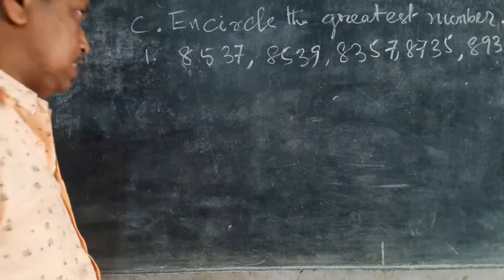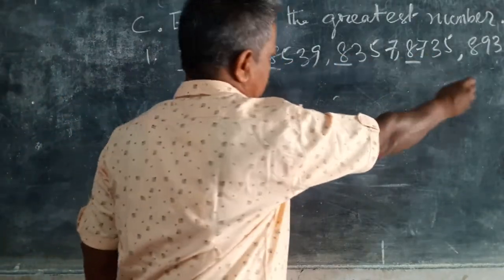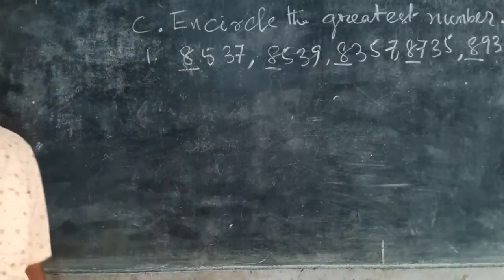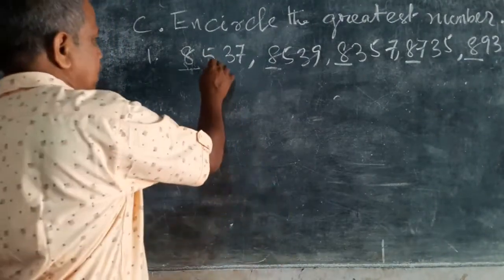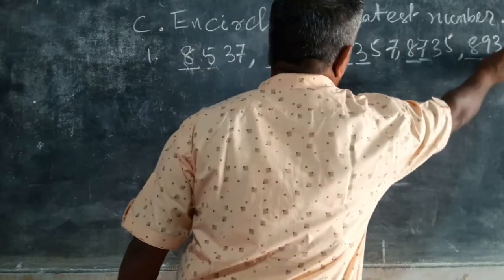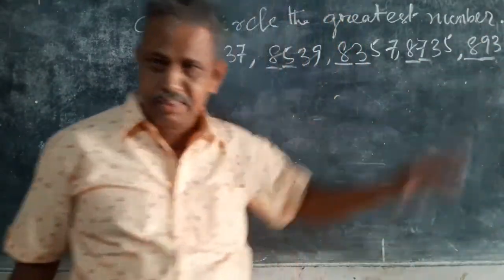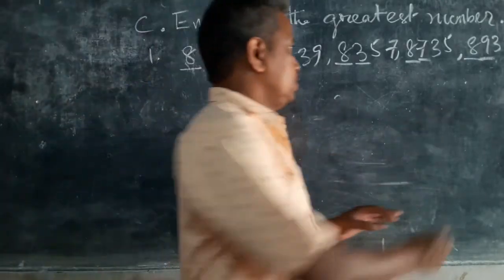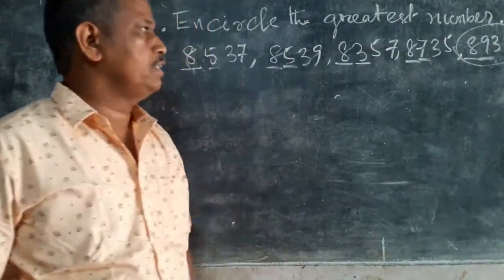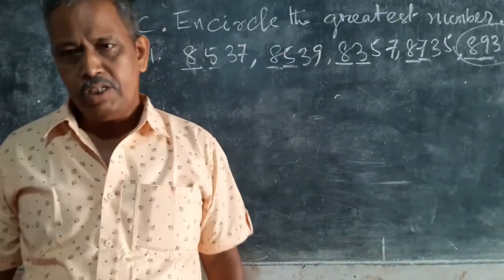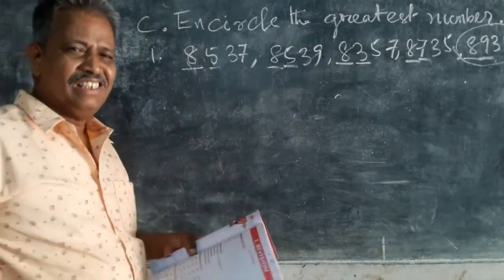To find the greatest number, first we examine the thousands place. All the numbers have 8 in the thousands place. So we see the hundreds place number. In the hundreds place it is 5, here also 5, here 3, here 7, here 9. Which is the largest number out of 5, 5, 3, 7, 9? 9 is the largest. So this number, 8935, is the greatest number among these 5 numbers. All the rest of the questions you have to do tomorrow.